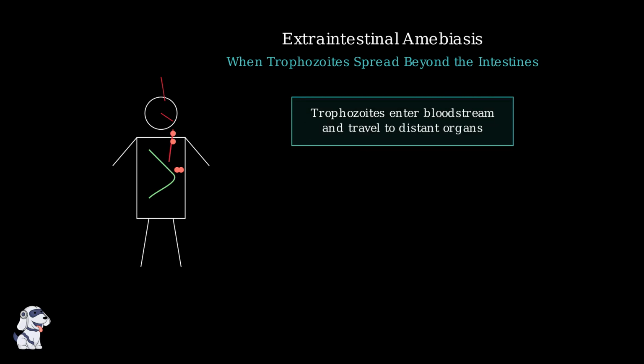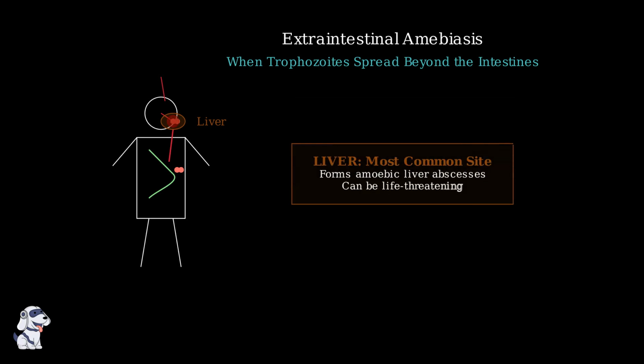Once in the blood, they can travel anywhere in the body, but they have preferred destinations. The liver is by far the most common destination. About 95% of extraintestinal cases involve the liver. Here, trophozoites form what we call amoebic liver abscesses, pockets of infection that can grow quite large and become dangerous.